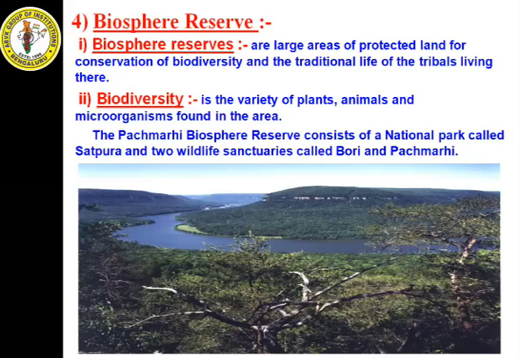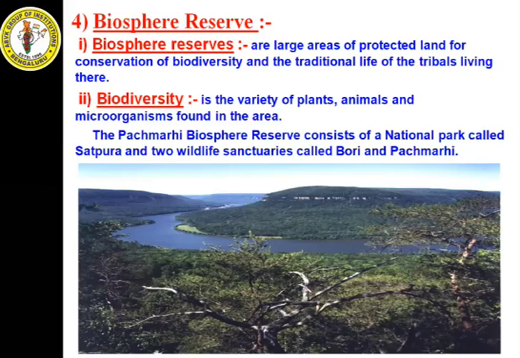Biodiversity has a definition. Biodiversity is the variety of plants, animals, and also microorganisms found in an area. So a number of varieties of plants, a number of varieties of animals, varieties of microorganisms, all are found in that area. So it is called biodiversity.